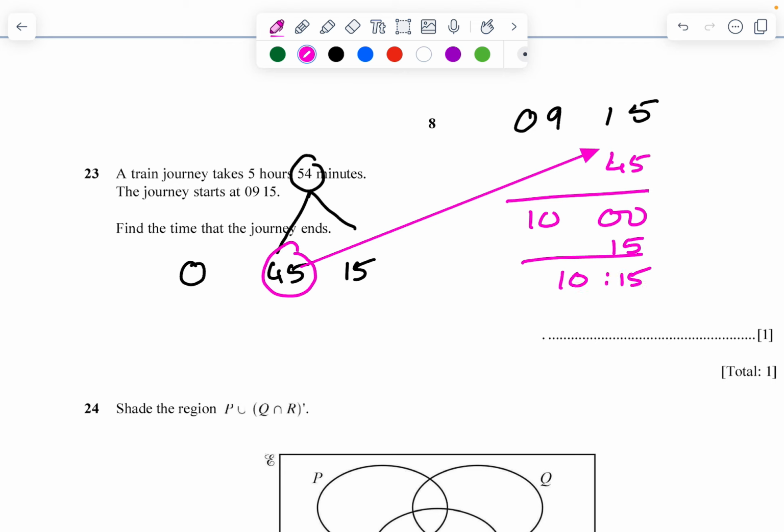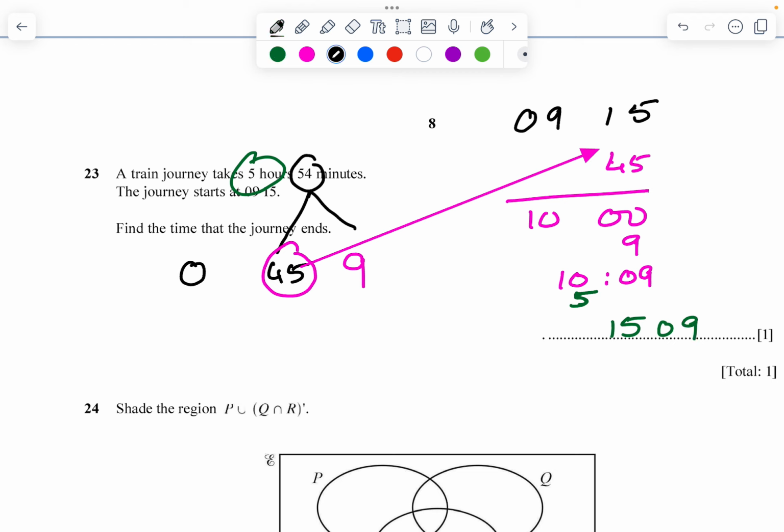Then remaining 5 hours are there. By mistake, this is not 15, this is 9. 54 can be written as 45 plus 9, so remaining 9 minutes, so it becomes 10:09. Then I'm adding another 5 hours, so it becomes 15:09. That's going to be the answer.